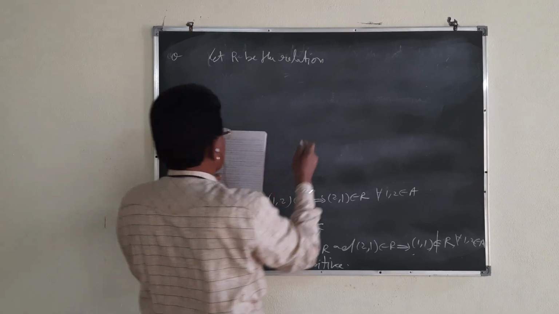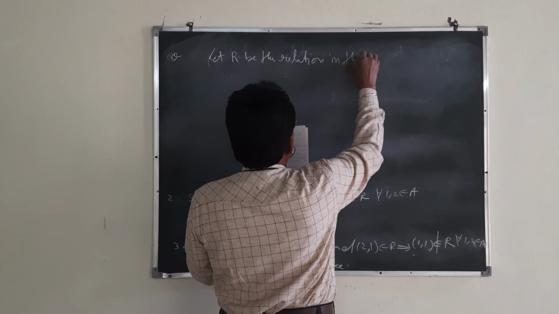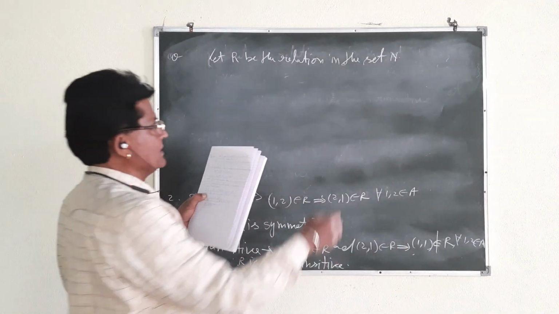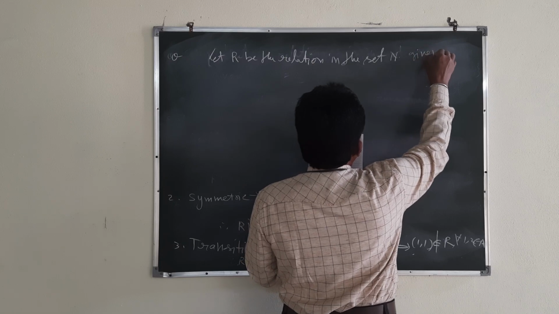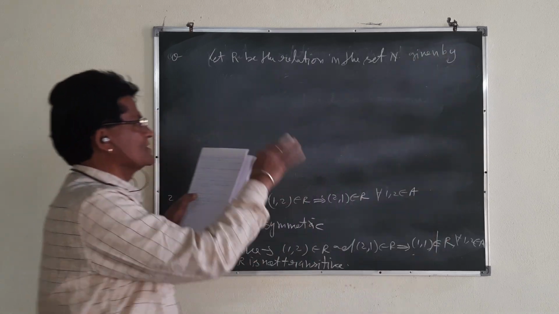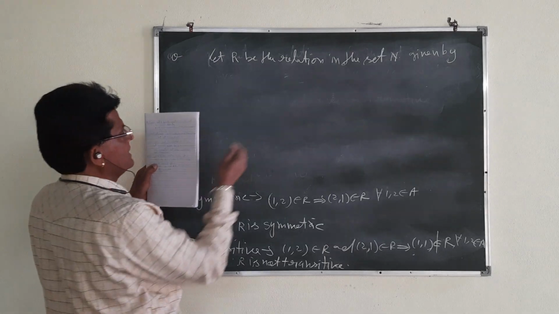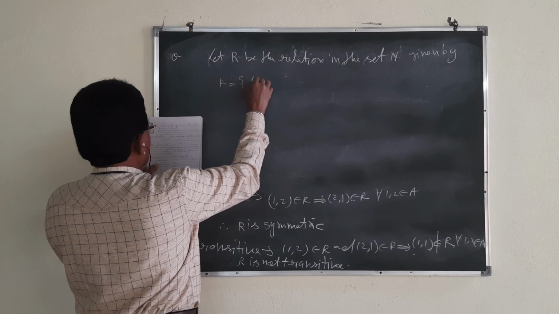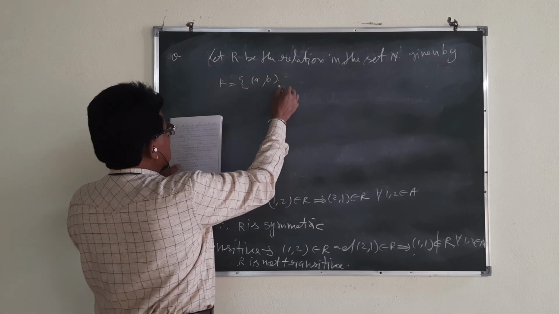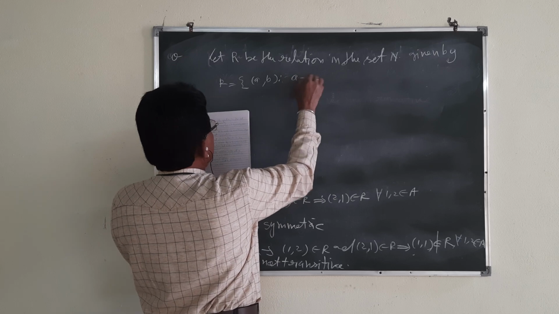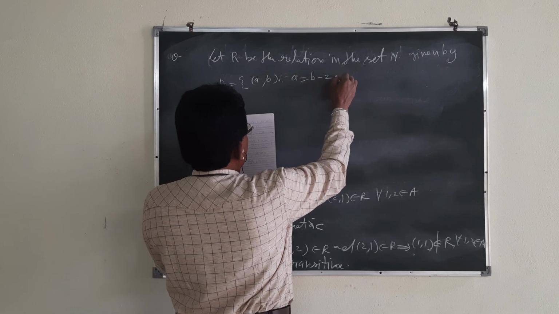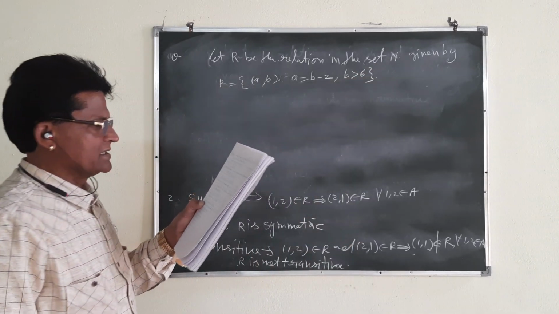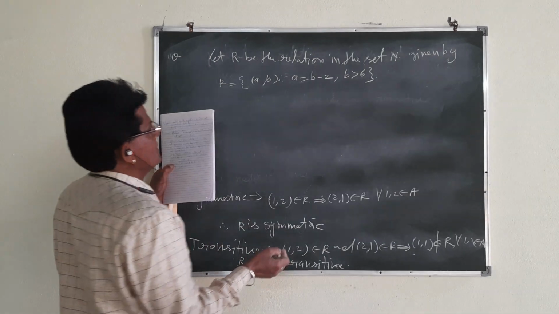R be the relation in the set N, where N is the set of natural numbers, given by R is equal to {(a, b) : a = b minus 2}. Try to understand, because it is a 1 mark question and generally students commit mistakes. I told you it is a very important question. Sometimes it may be asked for 1 mark and sometimes for 2 marks.